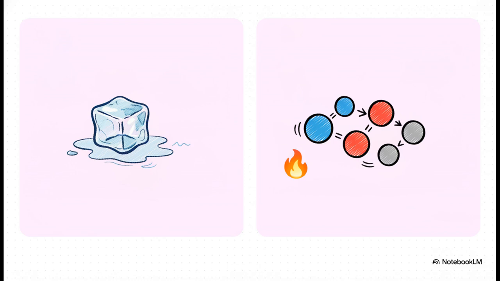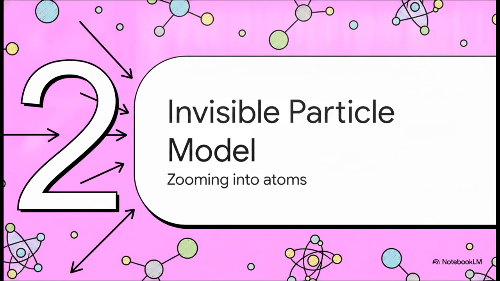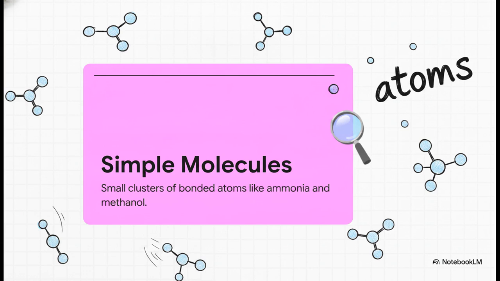A chemical change is entirely different. That's where the magic happens, and atoms actively regroup to form entirely new substances with totally different properties from what we started with. Section 2. The invisible particle model. Zooming into atoms. To really grasp how that regrouping happens, we've got to zoom way past the macroscopic world we can see and feel, straight down to the invisible particle model.